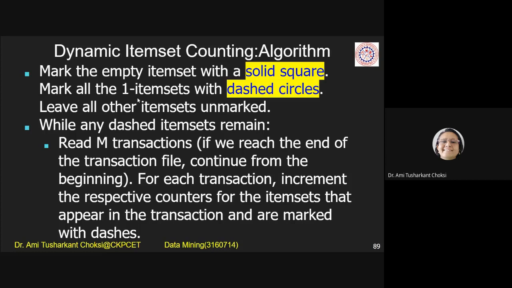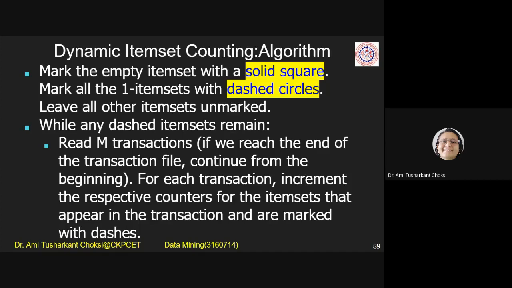Mark all the one item sets with dash circle. Dash means suspected and circle means infrequent. Leave all other item sets unmarked. While any dashed item sets remain, read M transactions. If we reach the end of the transaction file, continue from the beginning. Let's say four transactions are there: T1, T2, T3, T4. Now start again: T1, T2, T3, T4.